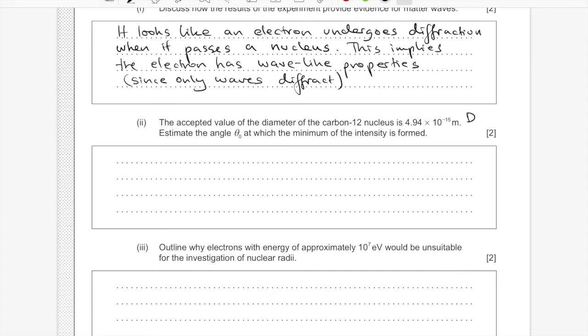Okay, and in the next question, we now have to work out that angle. So they give us d, the size of a carbon nucleus. So that minimum is given by this formula, which is in the data booklet. We know what the wavelength is, we know what the size of the nucleus is, and that allows us to work out the angle at which we get a minimum intensity, the first minimum of this diffraction pattern, and that is 37 degrees.